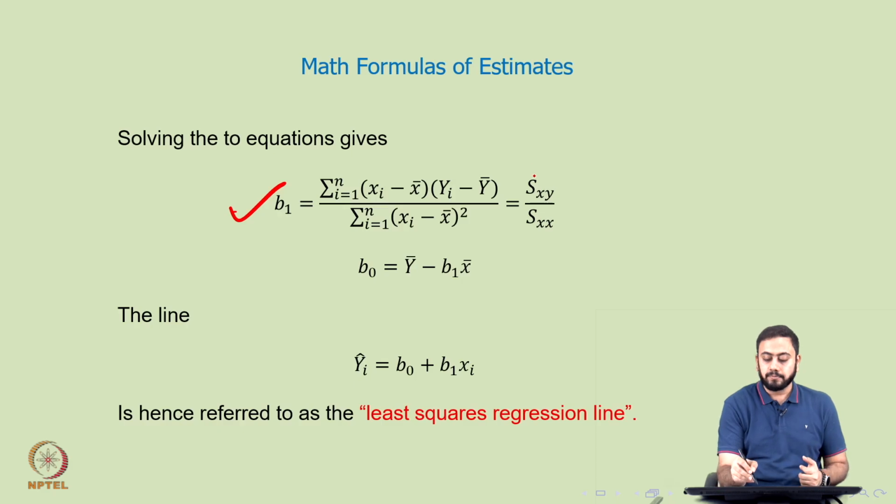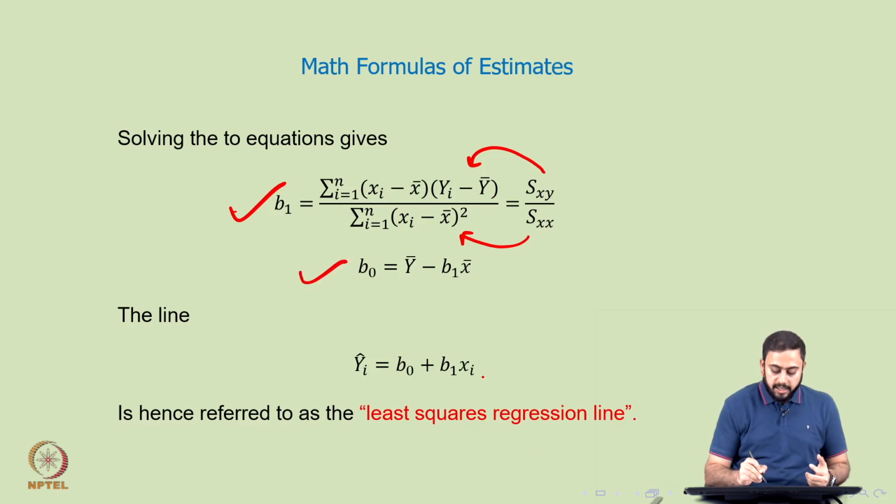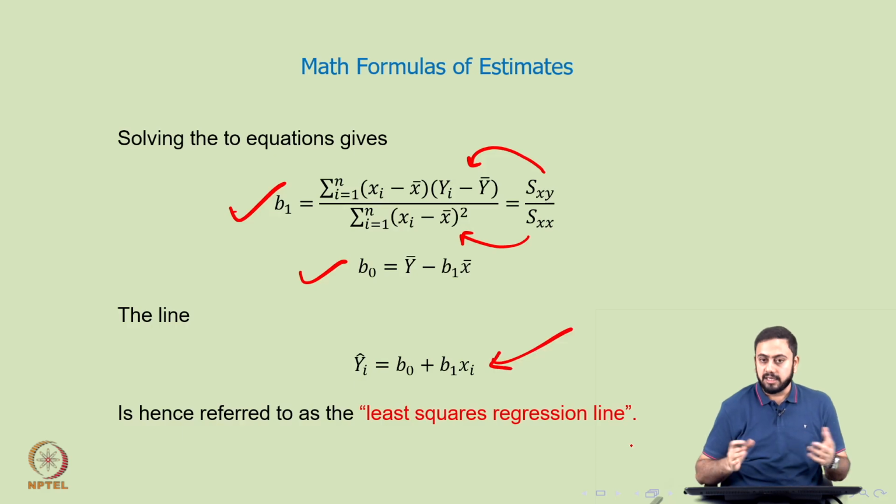I am introducing some notation now. Sxy is the cross product of the sum of squares: summation xi minus x bar into yi minus y bar. On the other hand, Sxx is summation xi minus x bar whole square. So it has to be a ratio, Sxy by Sxx. These are just notations, but mathematically this is exactly what B1 is. And my B0 happens to be y bar minus B1 x bar. Once you find B0 and B1 numerically, you can feed them into this equation to get the fitted regression line, or the least squares regression line, or the line of best fit.